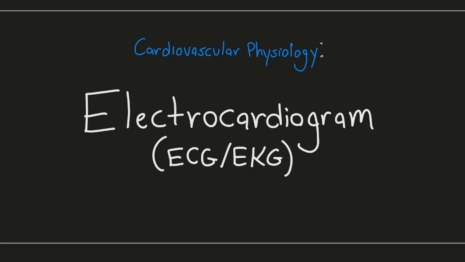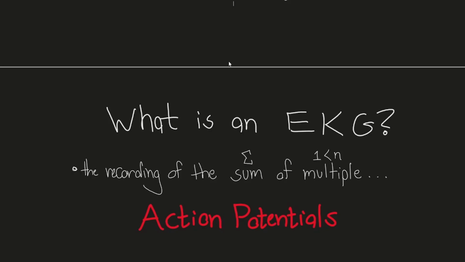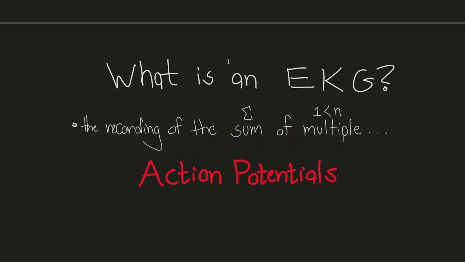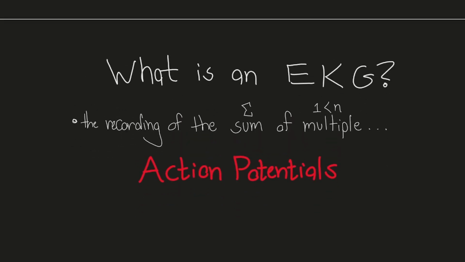Today we're covering a section of cardiovascular physiology, and in particular, the electrocardiograms, labeled as ECG or EKG, both representing electrocardiograms. So to start, someone might ask, what is an EKG? Or what it measures or records, to be more exact. An EKG is a recording of the sum of multiple action potentials from the surface of the body.